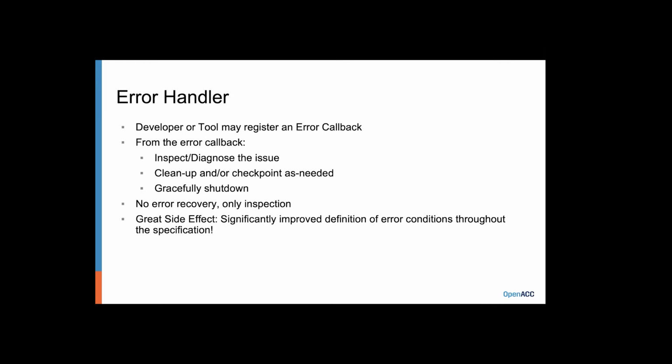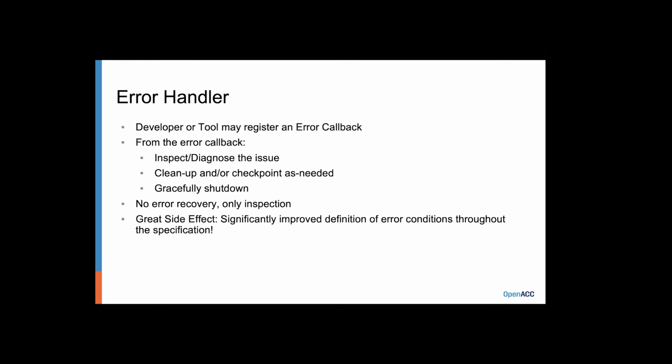So from the error callback, you can inspect and diagnose what the issue is. You can call any sort of cleanup routines you may need. It may even be possible, depending on the state of your program, to checkpoint so that you can pick back up from the current state and then gracefully shut down, which for a lot of our apps is call MPI abort. But that's better than having a bunch of zombie processes where one tore down and all of the rest were sticking around.